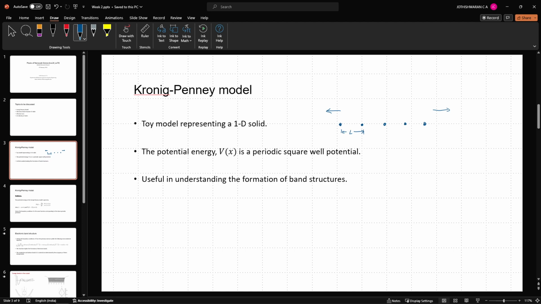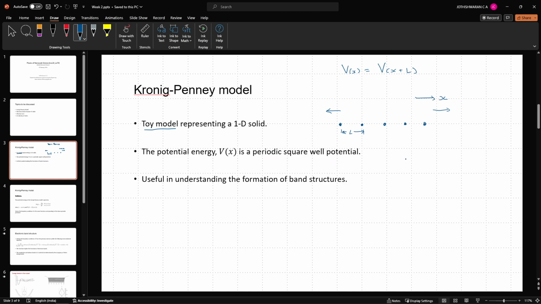So the potential energy an electron will face in this lattice, V of x, this is a one-dimensional lattice, so this is the positive x direction. So V of x, we can say that will be equal to V of x plus L. So this is a periodic potential energy. Now here, of course, the reason I'm calling the Kronig-Penney model a toy model is because we are not representing these potentials by any realistic potential energy function. We are instead representing this environment by what is called a square well potential.